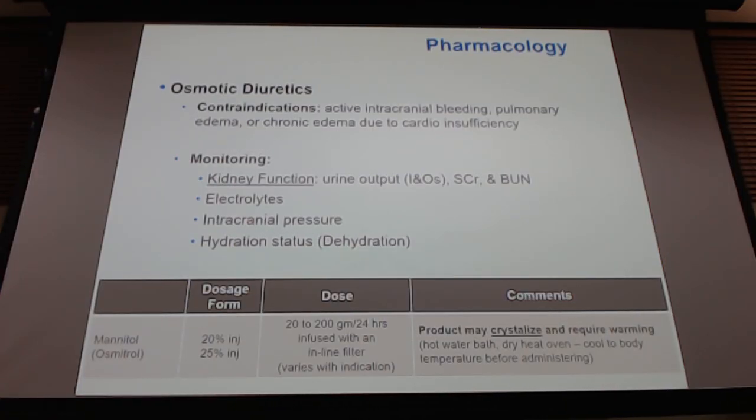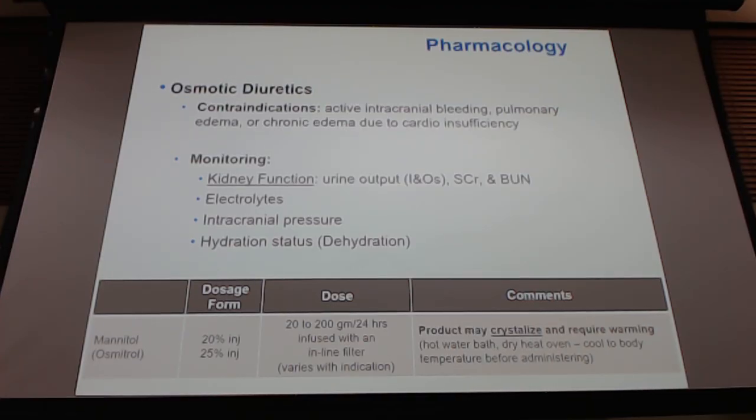Some contraindications, so if they have active intracranial bleeding, since it can work in your brain, you don't want to cause less blood flow there and exacerbate their bleeding or clot. If they have pulmonary edema or chronic edema due to cardiac insufficiency, so if they have chronic heart failure, you don't want to use this. And then monitor their kidney function, their electrolytes, their intracranial pressure, and their hydration status.